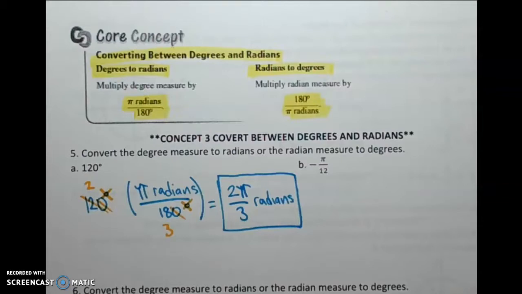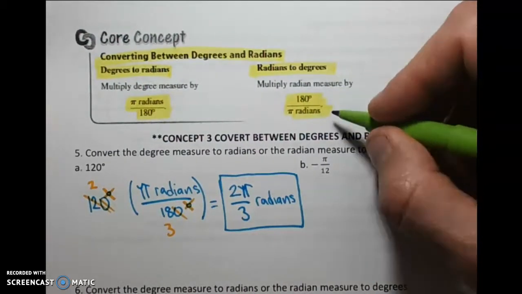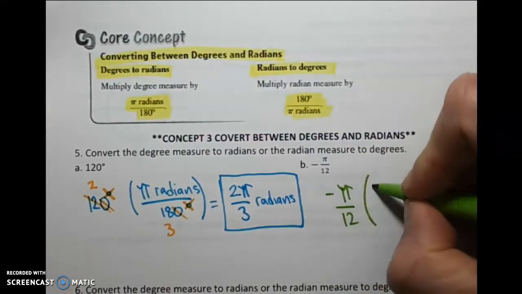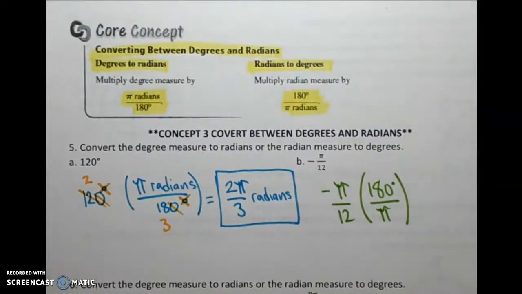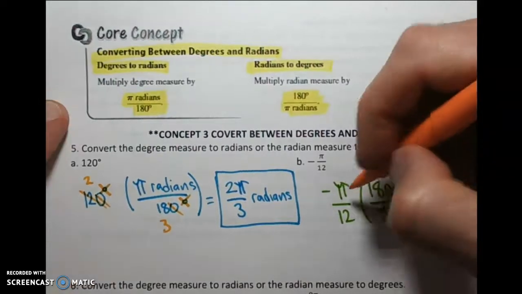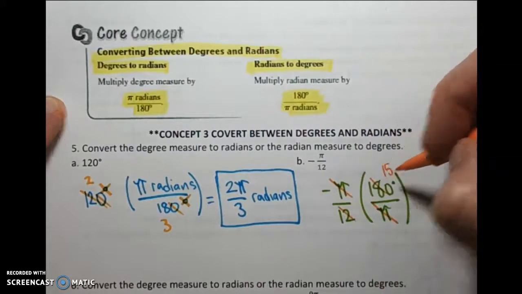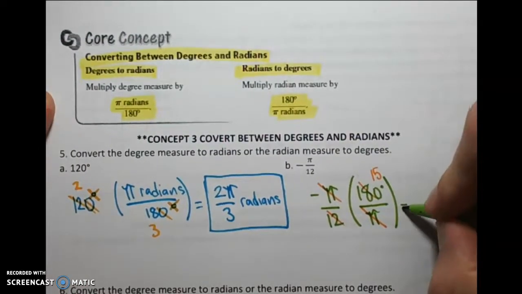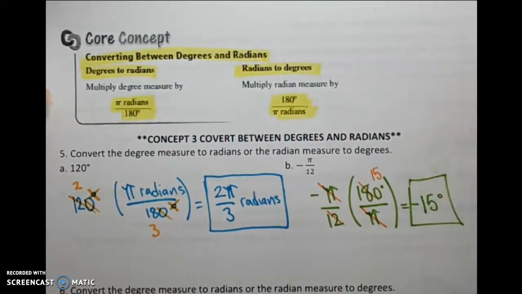Second one, I have negative pi over 12, and that is in radians. What I'm going to do is multiply by 180 over pi. So negative pi over 12 multiplied by 180 degrees over pi. Okay, look to cross cancel. In this case, I can cancel out my pi's, right? And 180 divided by 12 is 15. Multiply across, and I get negative 15 degrees. And done.